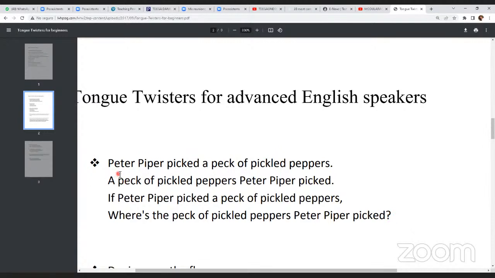Peter Piper picked a peck of pickled peppers. A peck of pickled peppers Peter Piper picked. If Peter Piper picked a peck of pickled peppers, where's the peck of pickled peppers Peter Piper picked? All right, thank you.